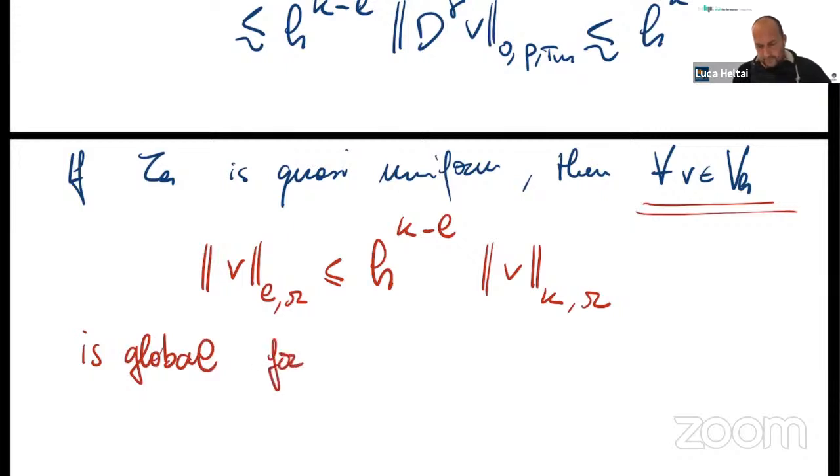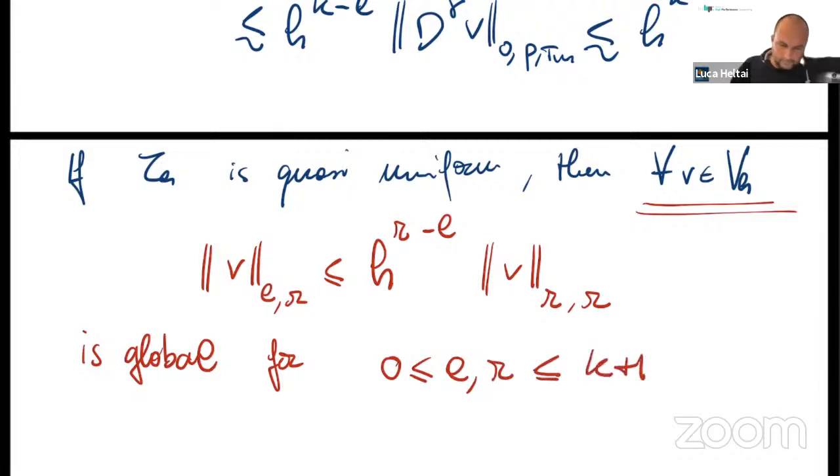for, now I've chosen the wrong numbers, the wrong letters. Let me write, instead of K, let me write another name here. So this is going to be R and R. So this is 0 smaller or equal than L, and R smaller or equal than K plus 1. L is larger, so this should be R smaller or equal L smaller or equal than K plus 1.